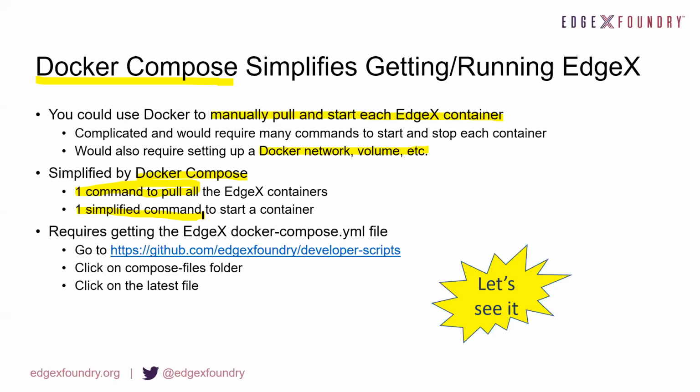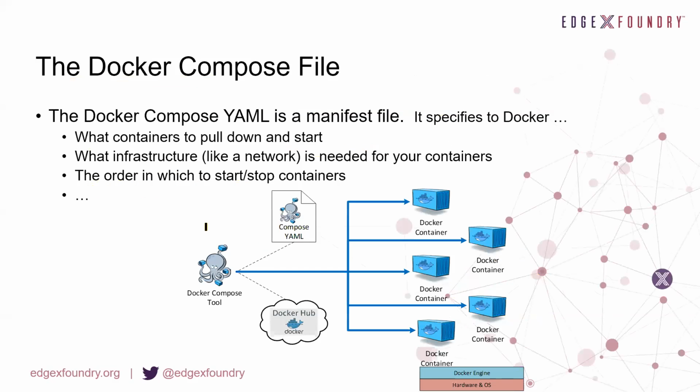Now, what does a Docker Compose file look like? Well, it is what's called a YAML file. So it's a markup language file. It's not always the easiest thing to read, especially for non-developers. We're going to take a look at one here in a second, just so you get a sense of what it's all about. But as I mentioned, as a manifest file, really what it does is it just lists out which containers need to get pulled and run, in what order, and how to set them up in what's called a network.